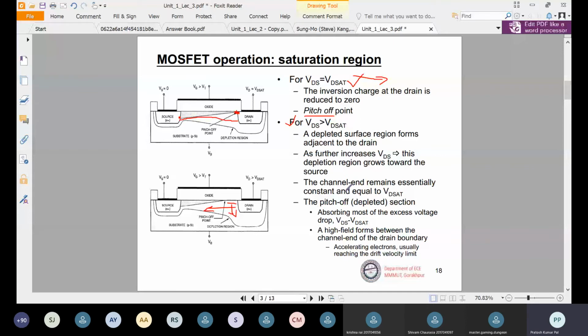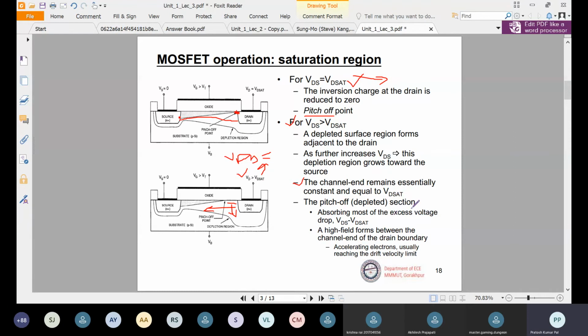So at this point, whatever VDS we are applying, there will always be VD set. Even if we are increasing VDS to higher values, the VD value will always be the VD set only. So after this, if we increase VDS, for mathematical analysis, always the VD saturation, VD set, will be considered as the voltage across the drain to source.